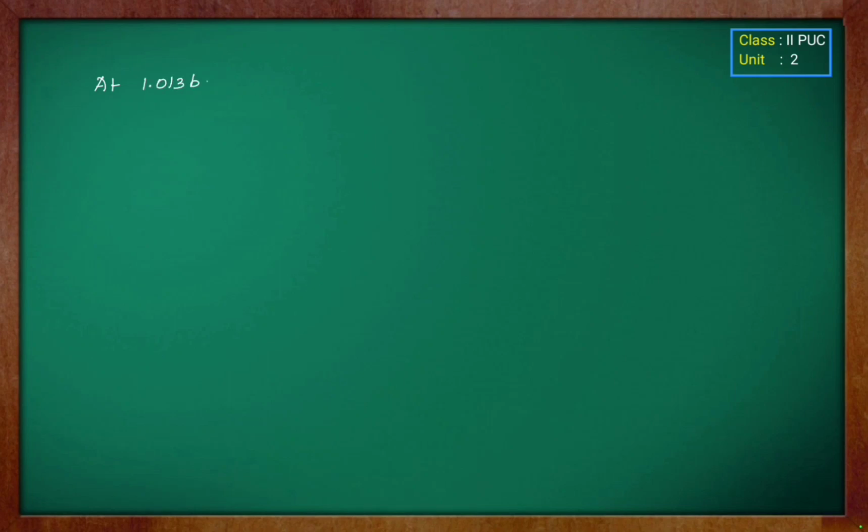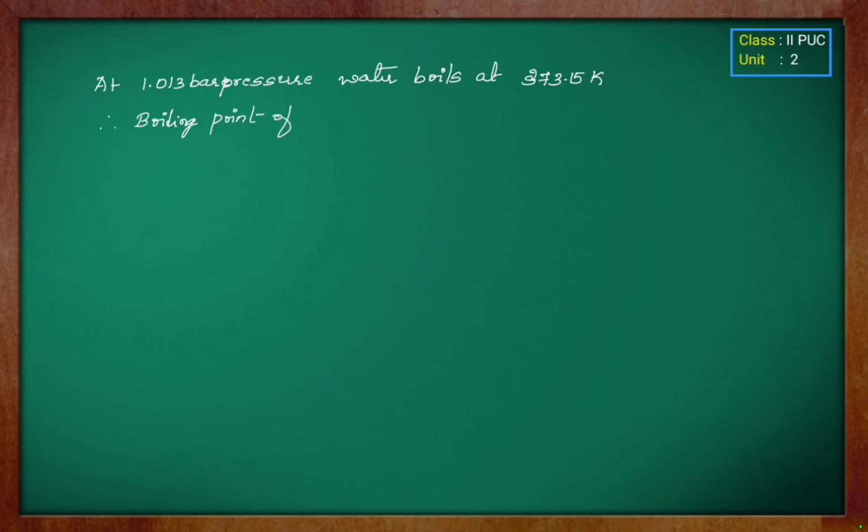At 1.013 bar pressure, water boils at 100 degrees centigrade. That is 373.15 Kelvin in terms of Kelvin. So, boiling point of solution is 373.15 Kelvin plus the change in temperature that we have observed. It is 0.052 Kelvin. Adding these two values, we get the boiling point of the solution. So it is 373.202 Kelvin.